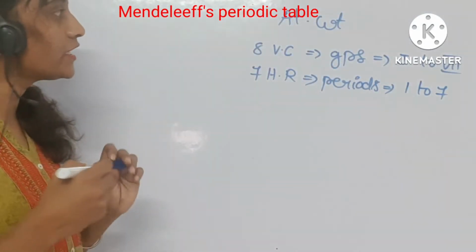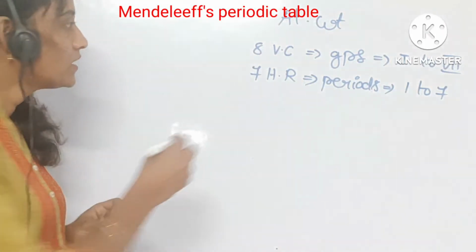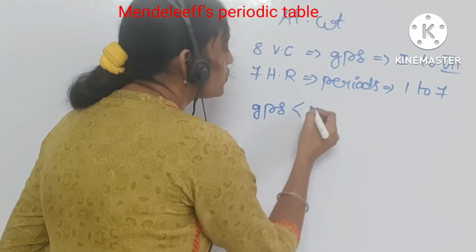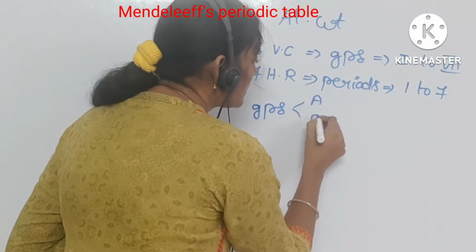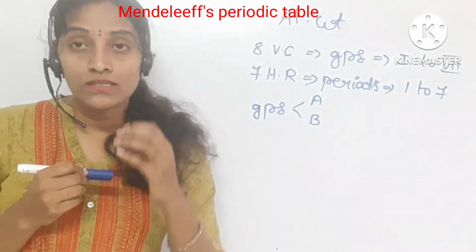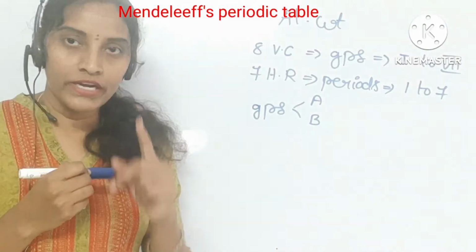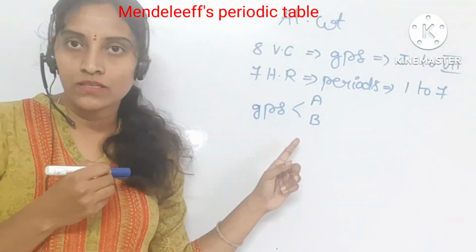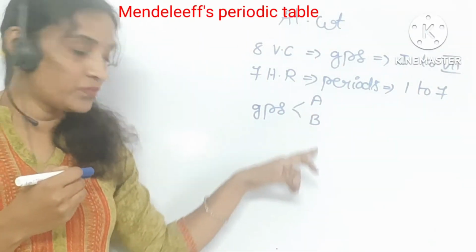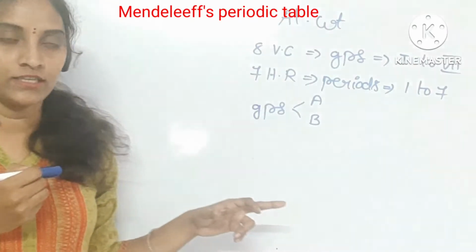Now coming to the vertical columns, the groups. These groups are again divided into subgroup A and subgroup B. Nothing but each column is divided into 2 subcolumns: one is subcolumn A and the other is subcolumn B.